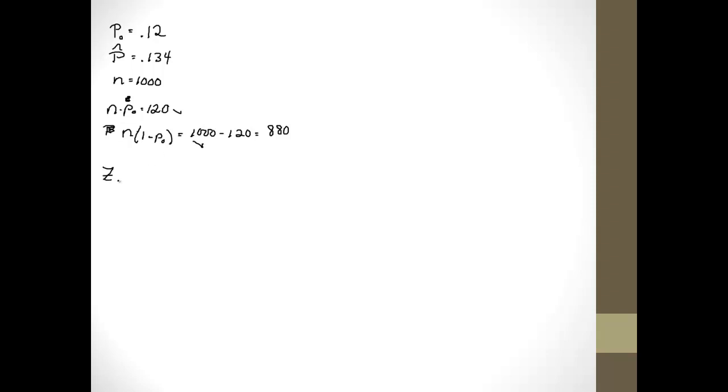Z data. We need a z data. That is p hat minus p0 divided by the square root of p0 times 1 minus p0, all divided by n. This is a right-tailed test because it's an increase, so I'm going to state the hypothesis. H0 is saying that p0 is equal to 0.12. Our alternative is that p is greater than 0.12.